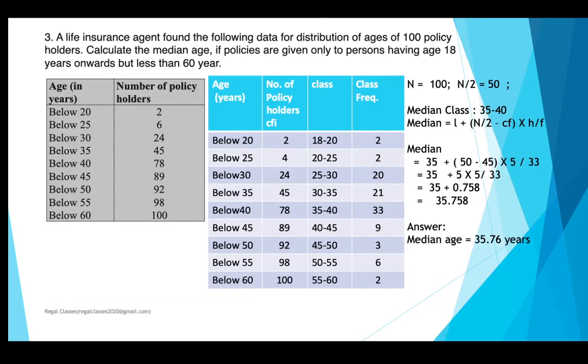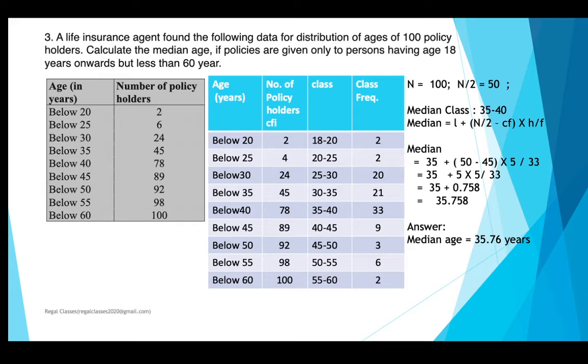A life insurance agent found the following data for the distribution of ages of 100 policyholders. The age is given as below 20. What it means is between 18 and 20 is 2. Below 25 is 6. That means it covers everything from 18 to 25. Below 30 means it covers all the numbers between 18 and 30. So now we need to prepare the classes.